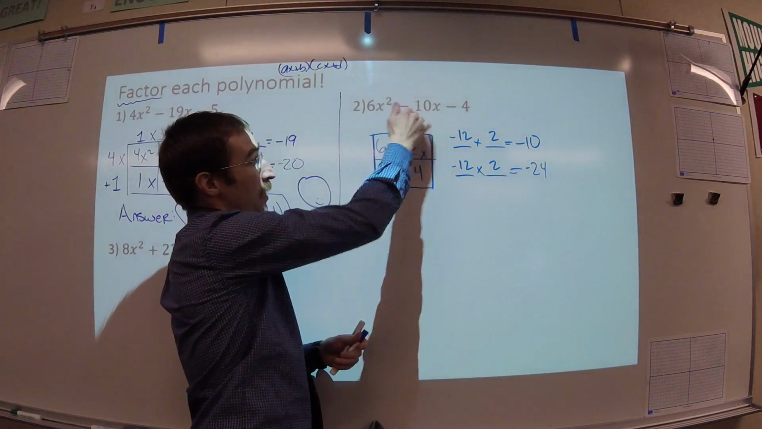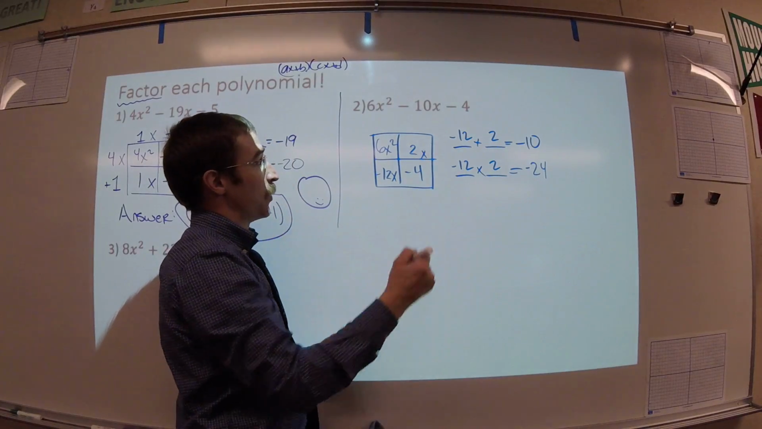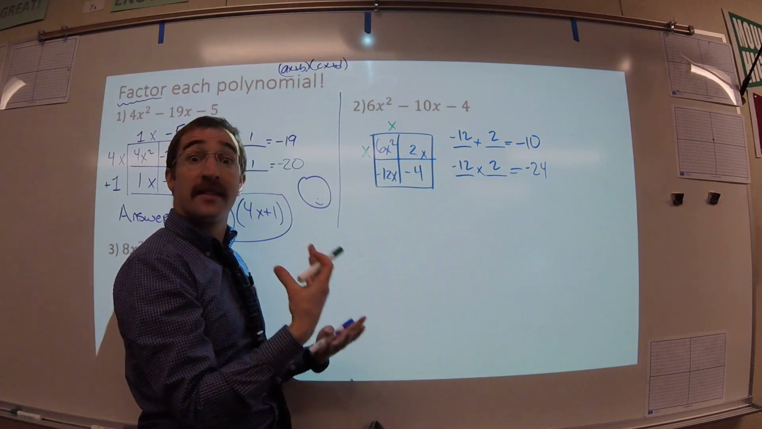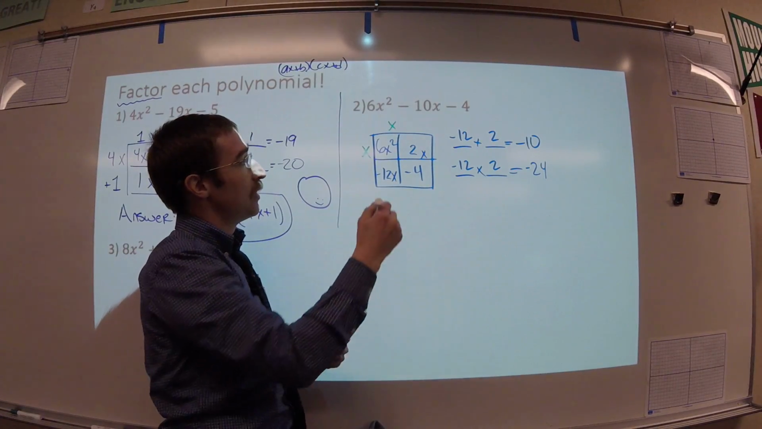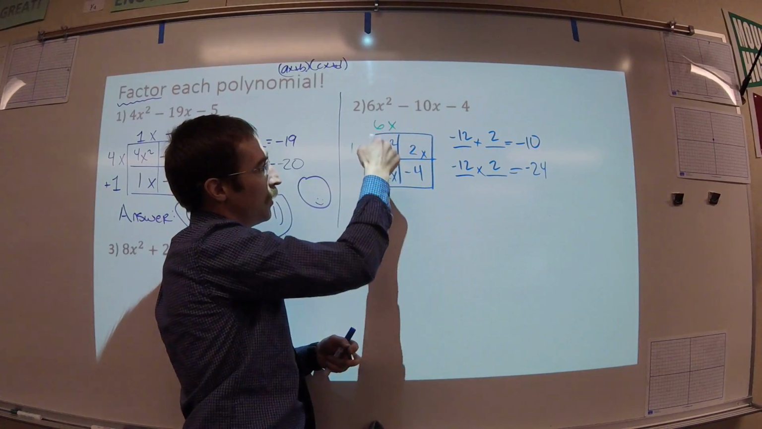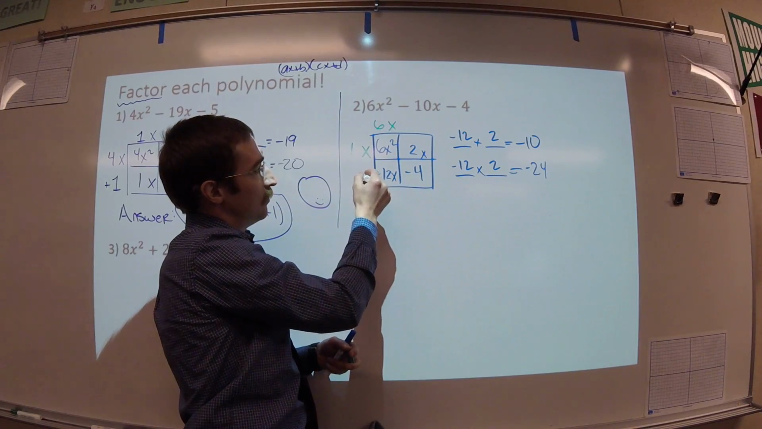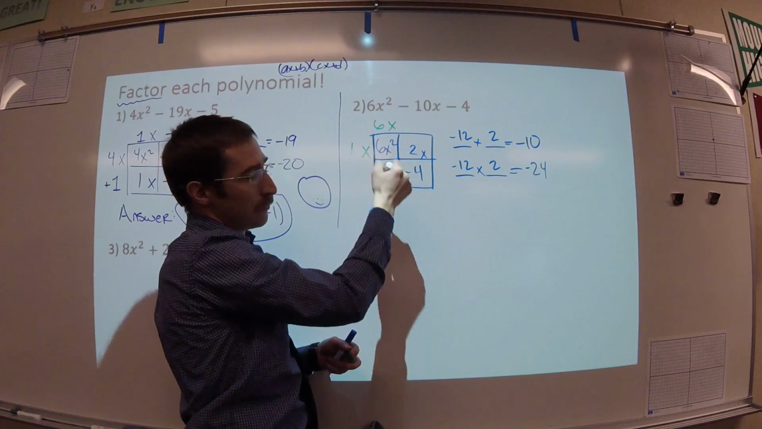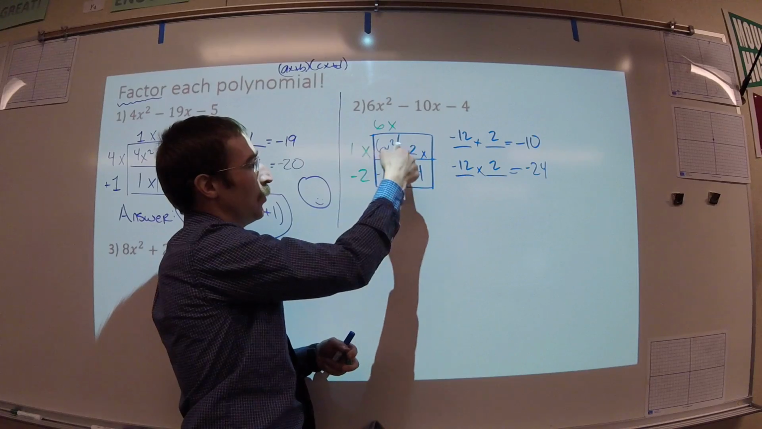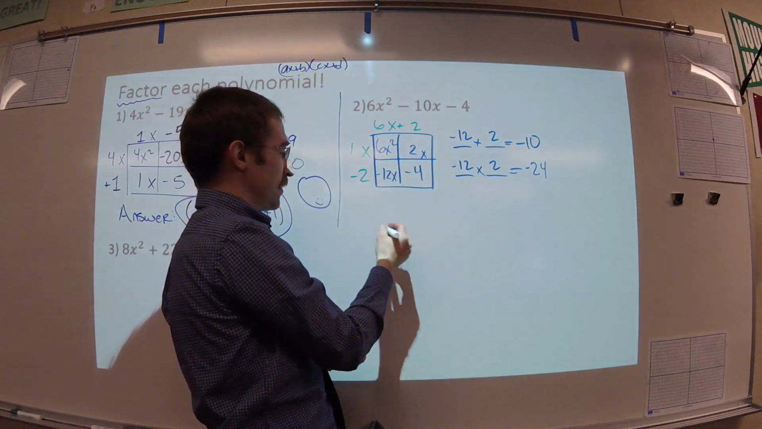So now we've got to figure out what times what gives us this area model. Starting with the 6x squared, I know x times x is x squared. And I think, what times what gives me 6? Well, it could be 6 and 1. If I go 6 and 1, it'd be 6 times what gives me negative 12? Well, that's negative 2. 6 times negative 2 is negative 12. 1 times 2 is 2, right? And then, oh look, there it is.